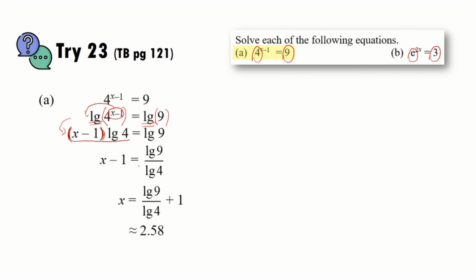Then after that, I can divide log 4 over to the right side to get log 9 over log 4, which equals x minus 1. Then I have x equals log 9 over log 4 plus 1. So when we have a common log in use, we can easily press the value of log 9 over log 4 into our calculator easily.